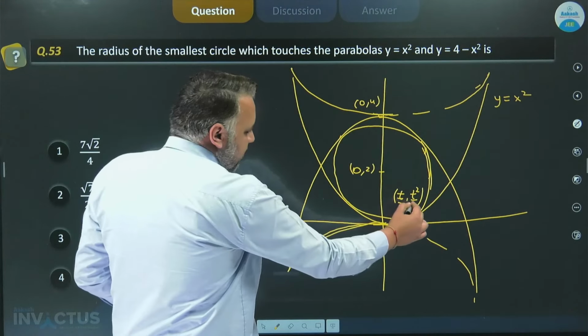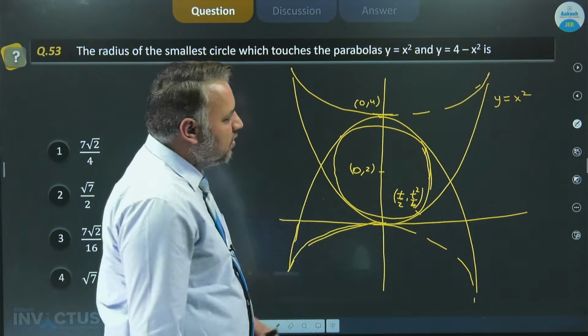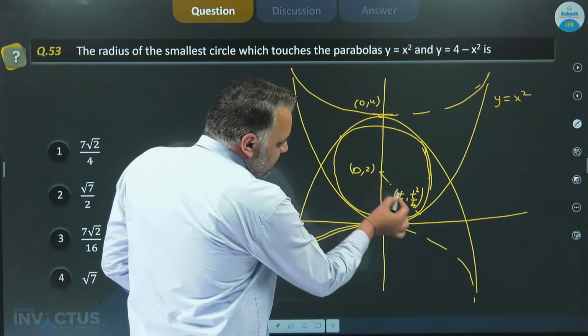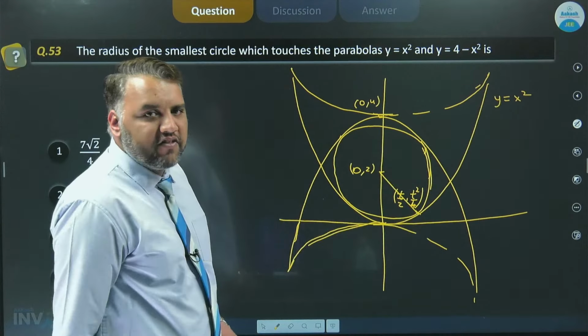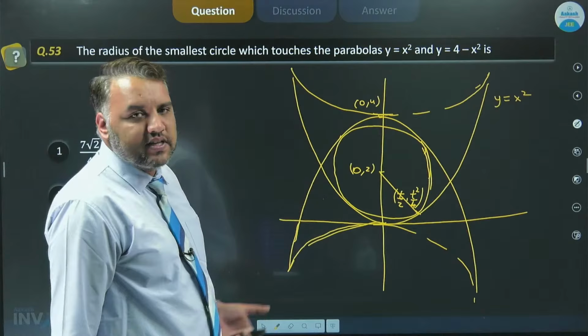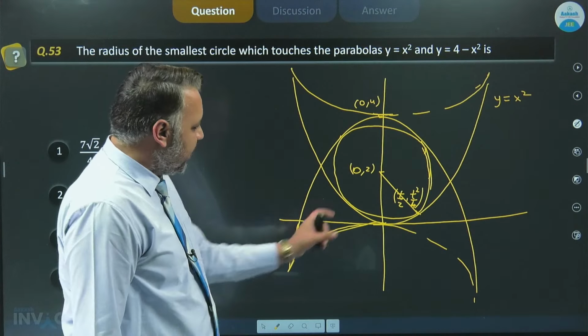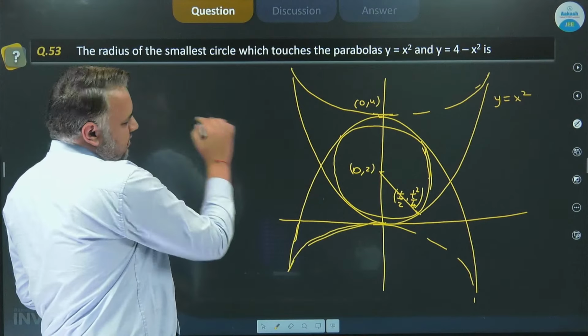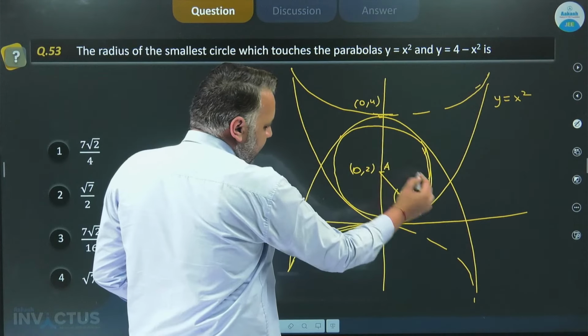The point is (t/2, t²/4) on this parabola, y = x², in parametric coordinates. So we have to minimize this, because that will be the radius of the circle when the circle touches this parabola. So we have to minimize this distance.